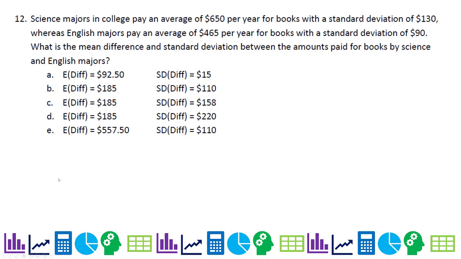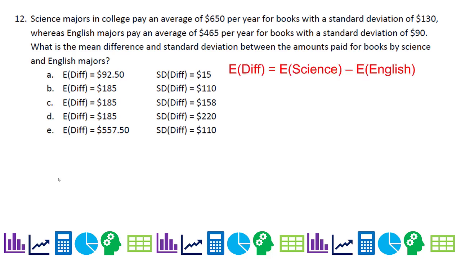All right, number 12. Science majors in college pay an average of $650 per year for books with a standard deviation of $130, whereas English majors pay an average of $465 per year for books with a standard deviation of $90. What is the mean difference in standard deviation between the amounts paid for books by science and English majors?